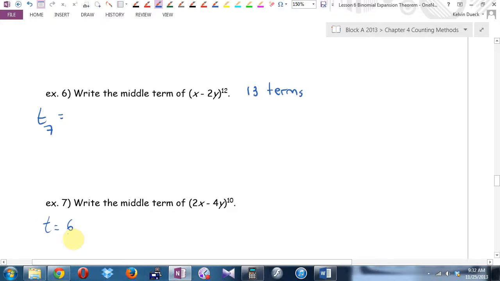Now that you have this, you would then go term k plus 1 equals n choose k, a to the n minus k, b. You would write down that little template.